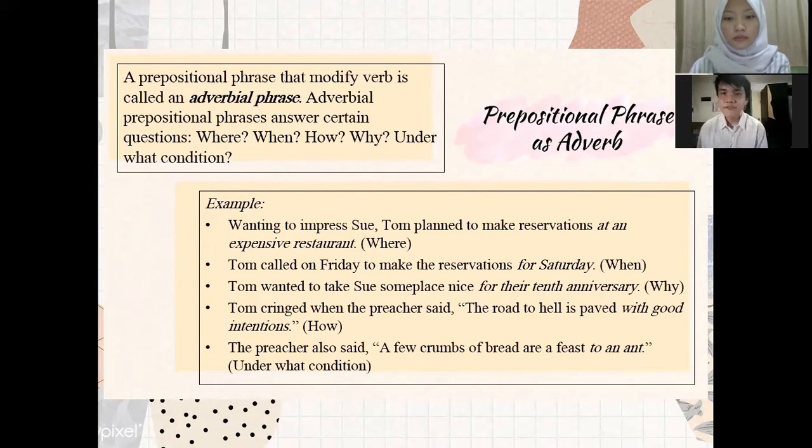Tom called on Friday to make the reservations for Saturday. It answers the question when. Tom wanted to take Sue someplace nice for their 10th anniversary. It answers the question why. Tom cringed when the preacher said, "The road to hell is paved with good intentions." It answers the question how. The preacher also said, "A few crumbs of bread are a feast to an end." It answers the question under what condition.